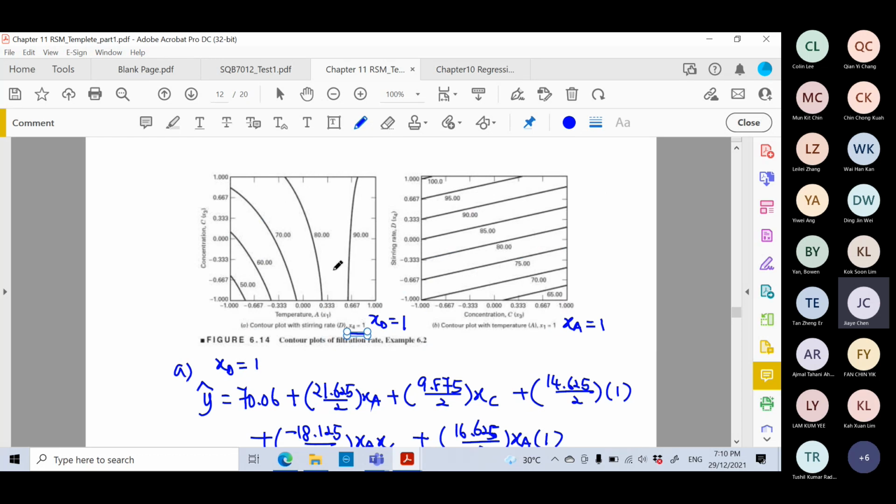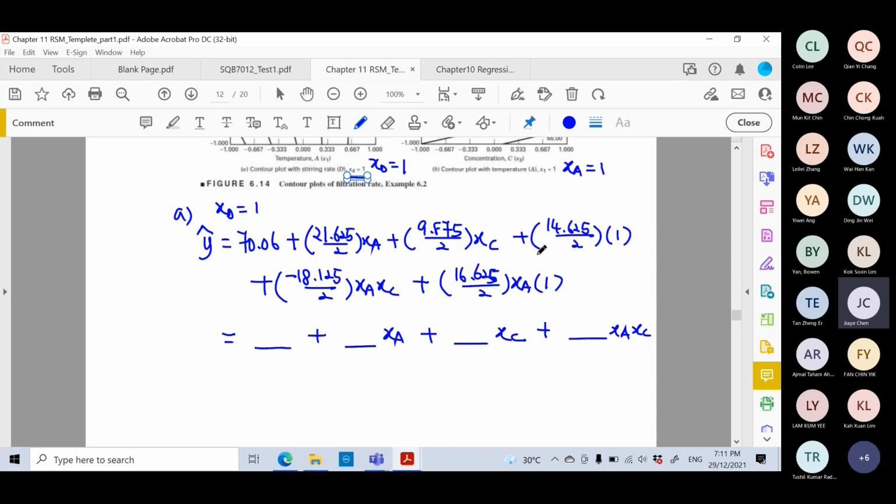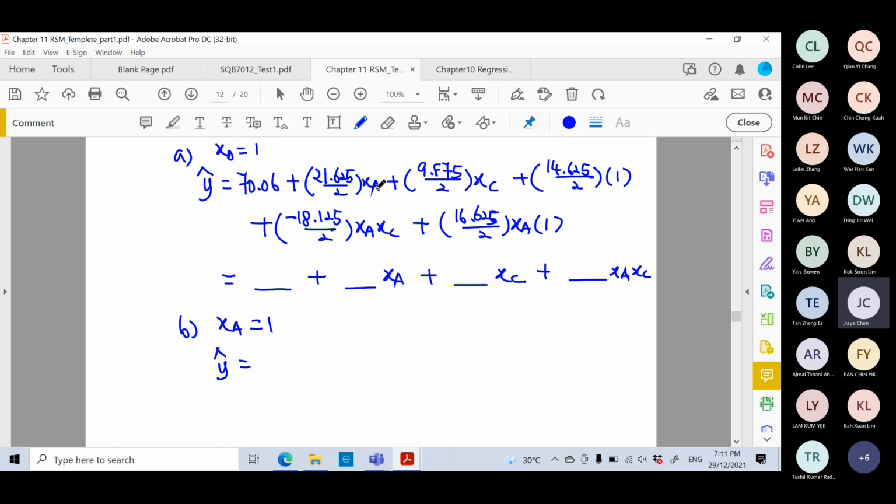For the filtration rate, you may be looking for the minimum or the maximum, so you will know in which direction we get the minimum and in which direction we get the maximum. For the second plot, plot B, we fix XA equal to 1 first. Then we get the fitted equation by replacing XA with 1 here.